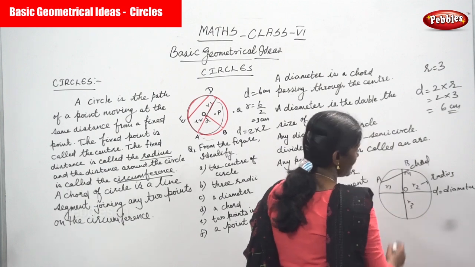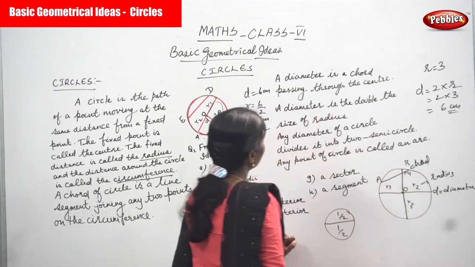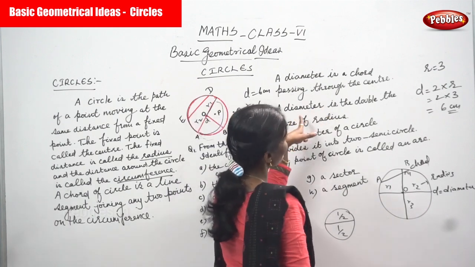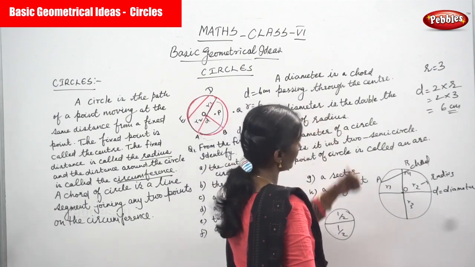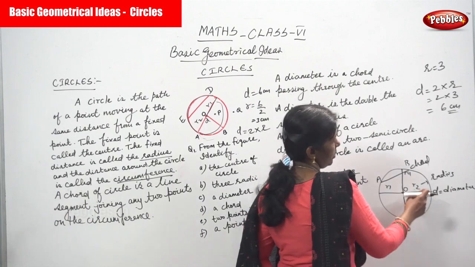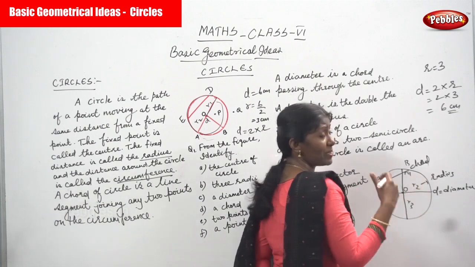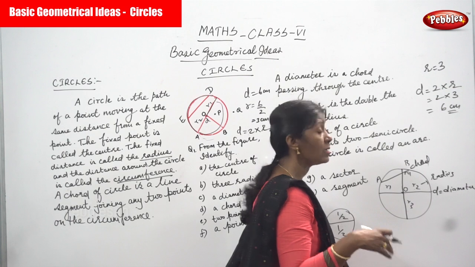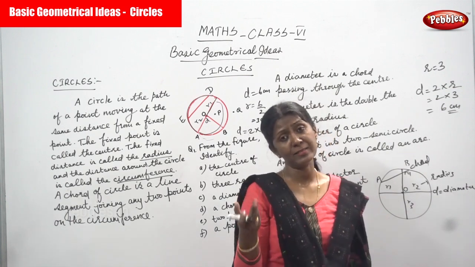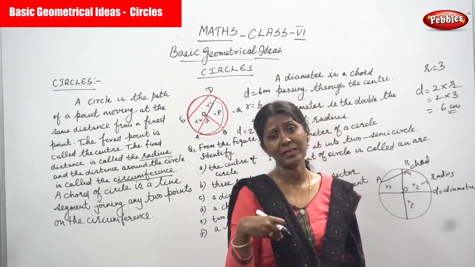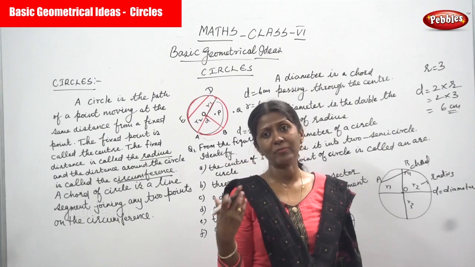Okay, this is O, the center of the circle. And a diameter is a chord passing through the center. A diameter is double the size of the radius. That is what I told you. Radius is equal to 5 centimeters, means 5 into 2 we get the diameter. Suppose the diameter is 10 centimeters given. If you want to find the radius, 10 divided by 2, you get 5 centimeters.